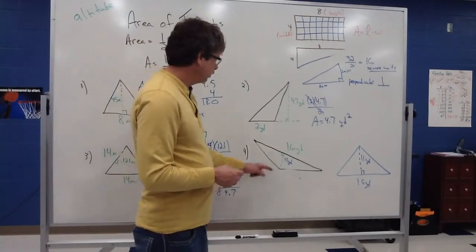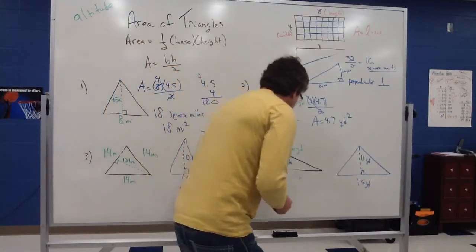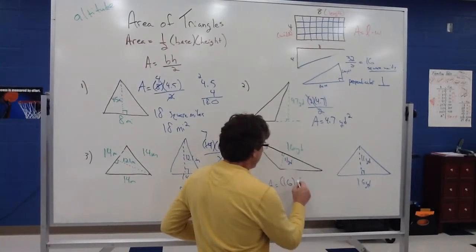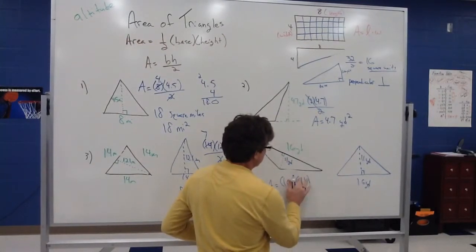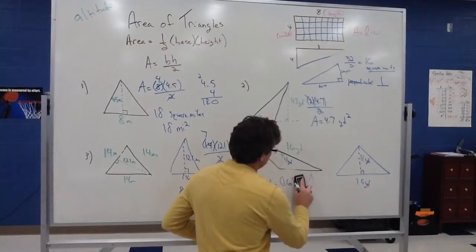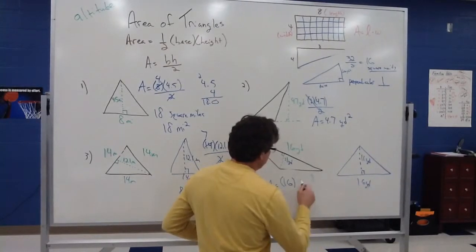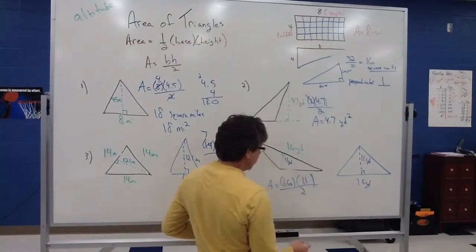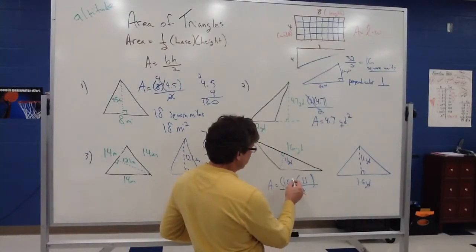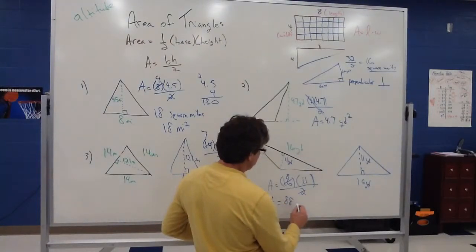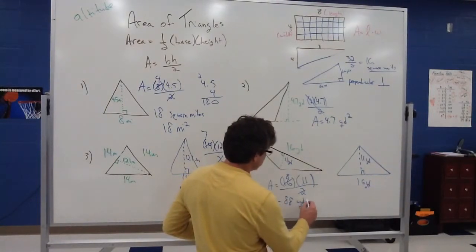So what I'm going to do is multiply the base times the height and divide by 2. So the area is going to be 16 times 11, and we're going to divide that by 2. Notice again that 2 does go into 16 8 times, so all I really have to do is multiply 8 times 11, which would be 88. So it would be 88 square yards.